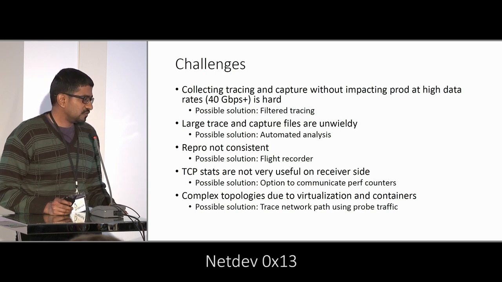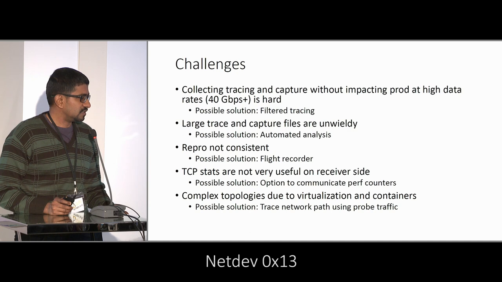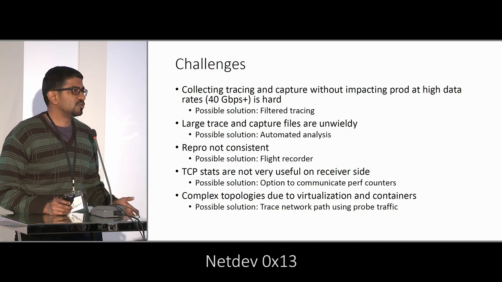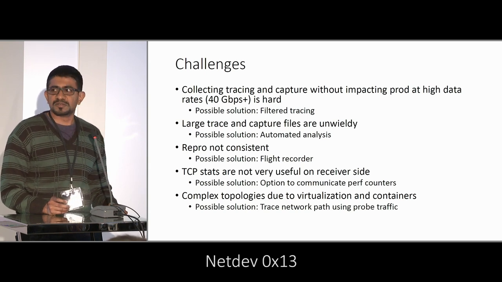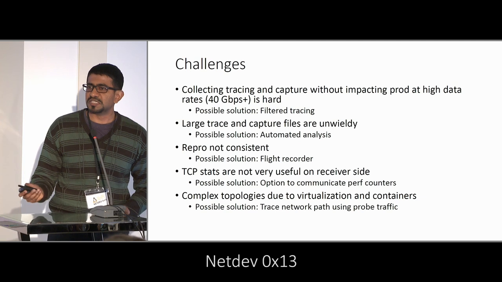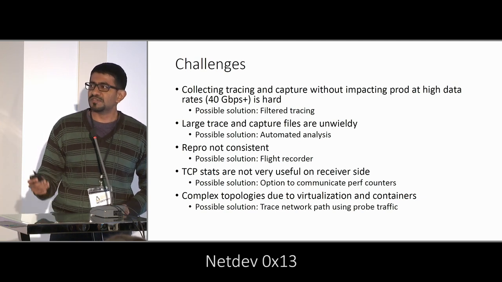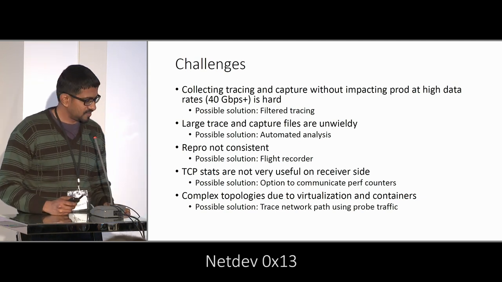In the cloud, one of the problems we face is that, as I said before, one of the first steps we do is to try to reproduce the problem when there's a connectivity issue or a performance issue, where the repro is sometimes not consistent. So it would happen once every 24 hours. And it's not really possible to run the tracing all the time.